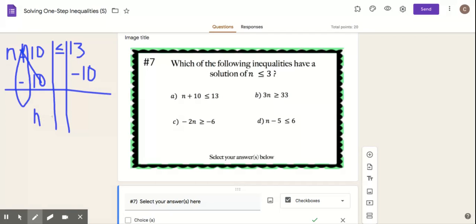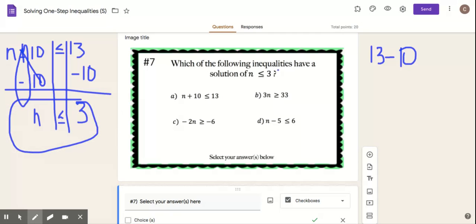Left with n. Sign does not flip on adding or subtracting ever. And now we have 13 minus 10. If we write it out in a line, we can clearly see that we absolutely can take 10 away from 13. So we don't need to do our subtraction rules. So our answer would be that n is less than or equal to 3. Does this match this? Yes, it does. So this would be a correct answer.